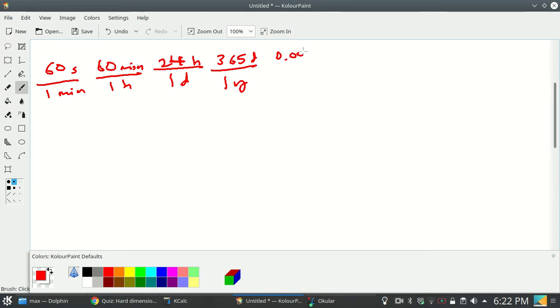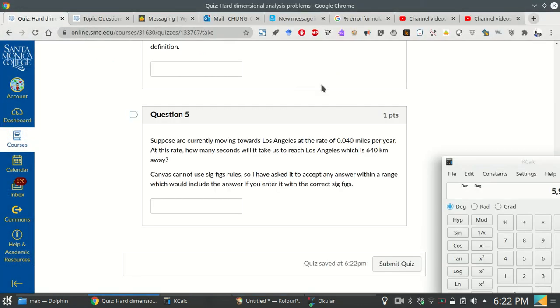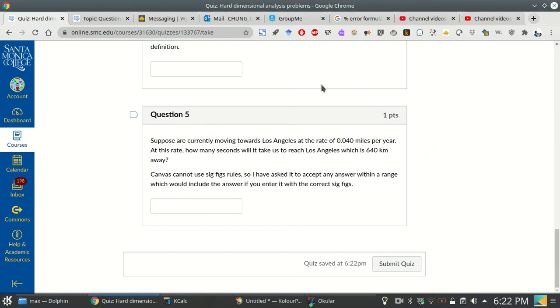0.040, oh, not like that, sorry. It's 1 year we move 0.040 miles, okay? So years cancel, days cancel, hours cancel, minutes cancel, and seconds are left. Now, miles. So the object of this game is to move 640 kilometers. Is that what we wanted? Whoa, Santa Monica is not 640 kilometers away from Los Angeles. Huh. Oh, I guess this is about something else, not what I thought it was about. But anyways, 640 kilometers is what you have to calculate.